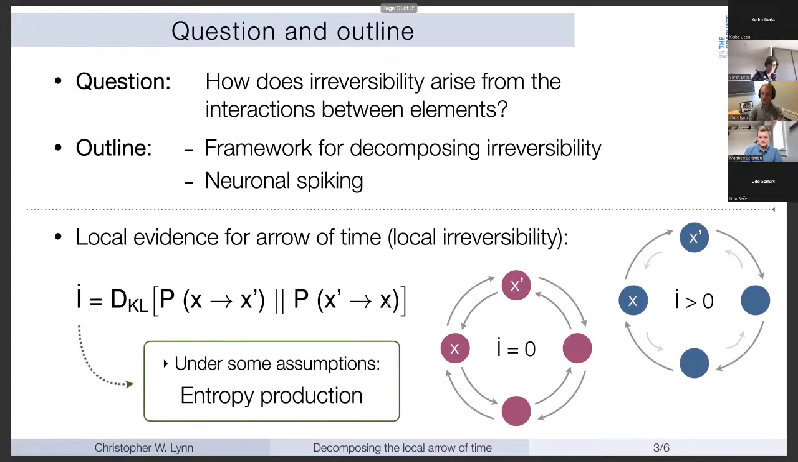And then also, as was being discussed this morning, under some conditions that Jordan Horowitz could clarify, in some systems, what we're calling the local irreversibility is actually the entropy production in the system. And if this is the case for whatever system you're interested in studying, you can just tune out when I say irreversibility, just think entropy production. You can use this whole framework to decompose the entropy production in your system.